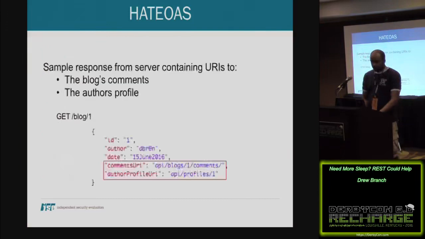Okay, let's see what this looks like. So here we have a sample response from a server containing the URI to the blog's comments as well as the author's profile. We also have other information such as blog ID, the author's handle or name, as well as the date that it was created.